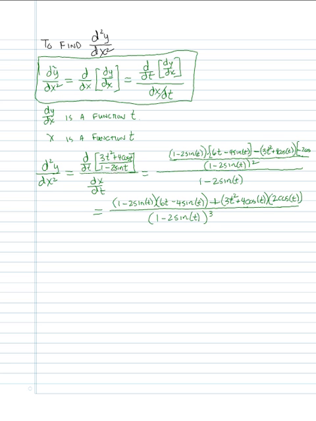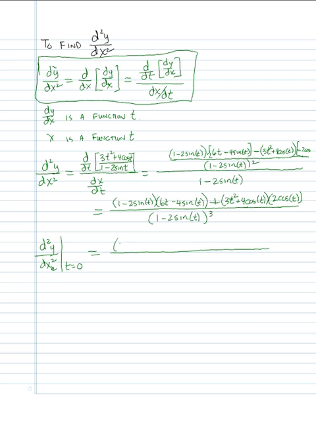Now we could kind of be concerned a little bit and think, how in the world are we ever going to simplify this? But all we were really asked to do is to find the second derivative of y with respect to x, evaluated at a t value of 0. So we don't really need to worry about simplifying. We just need to do some substitutions.